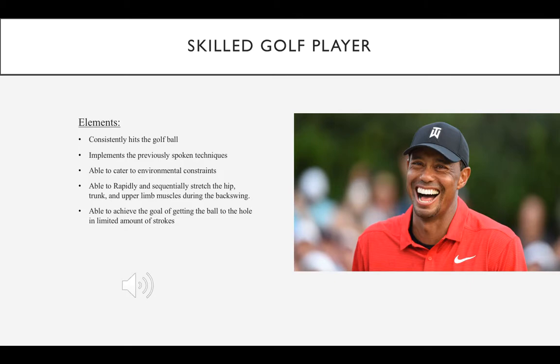Next, the individual is able to cater effectively to environmental constraints such as wind, sand, distance, obstructions, etc. The individual is also able to rapidly and sequentially stretch the hip, trunk, and upper limb muscles during the backswing, allowing greater muscular forces and torques to be produced. Lastly, the skilled individual is able to achieve the goal of getting the ball in the hole in a limited amount of strokes, making him skilled at the task at hand.